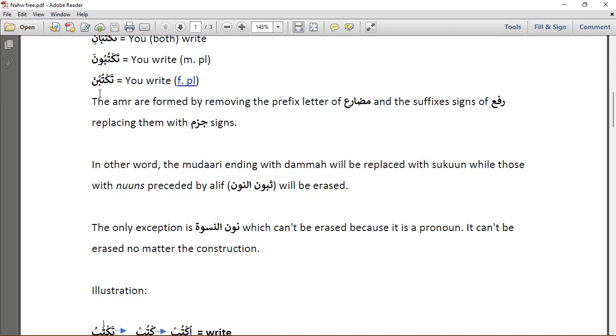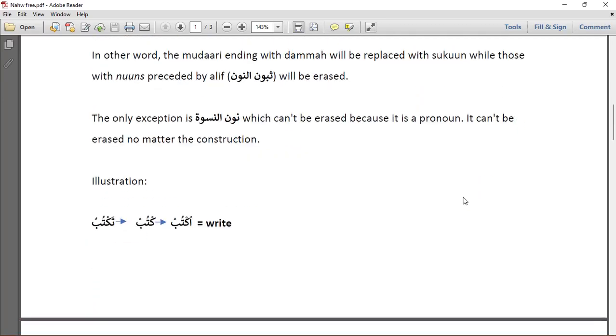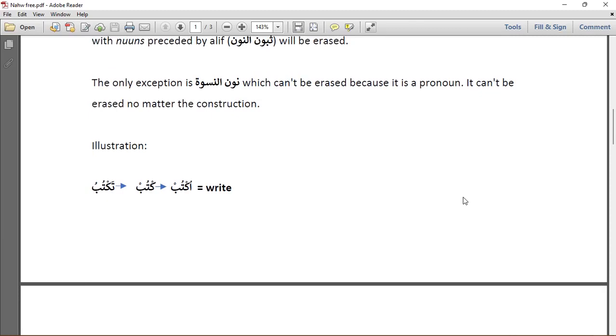So in other words, the mudari ending in damma will be replaced with sukun, while those other verbs that end with nun will have the nun erased. The nun here will not be erased because this nun is a pronoun. But the other ones will be erased. The only exception to those nuns, like I mentioned earlier, is nun niswa, which cannot be erased. Why? Because it's a verb. So first, let's see how we form the amr before we go to the mirror.